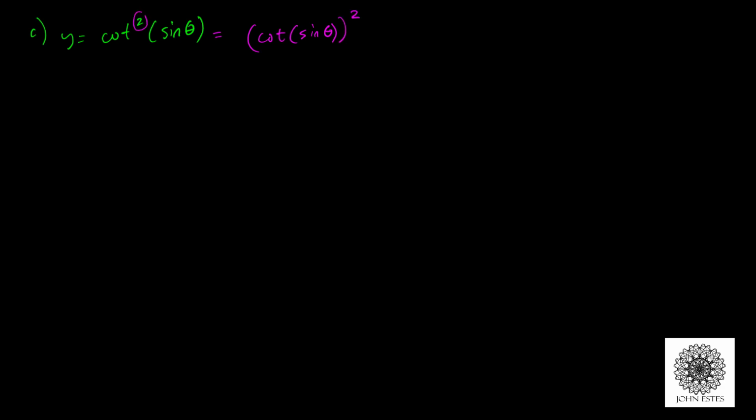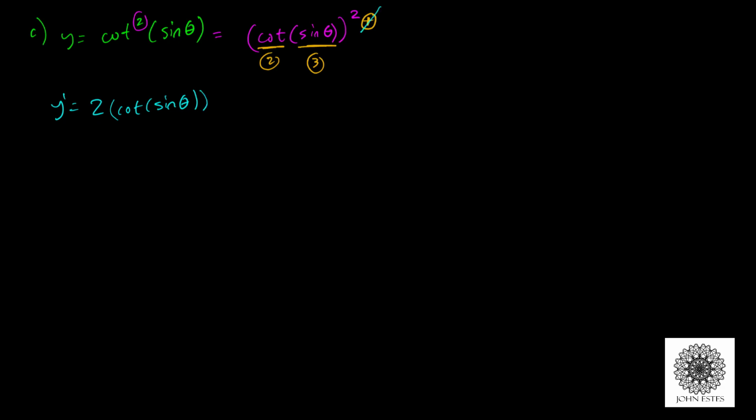So now if I'm applying chain rule, my outside part is actually the squared term. The middle part would be the cotangent, and my most inner part here is the sine. So now when I take the derivative, y prime, first you deal with the outside, so that's going to be 2 times, leave everything else alone, cotangent sine theta to the first power. Okay, so that takes care of the first part.